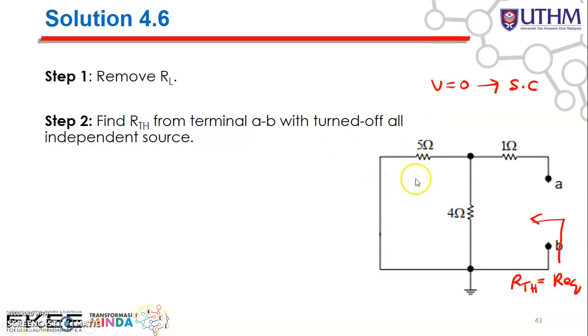Okay, so in this case, you have a combination of parallel and series circuit. So the 5 ohm and the 4 ohm are connected in parallel, and then connected in series with 1 ohm. So here you have 5 multiplied with 4 divided by 5 plus 4, plus 1. Okay, so your R Thevenin will be equal to 3.22 ohm.